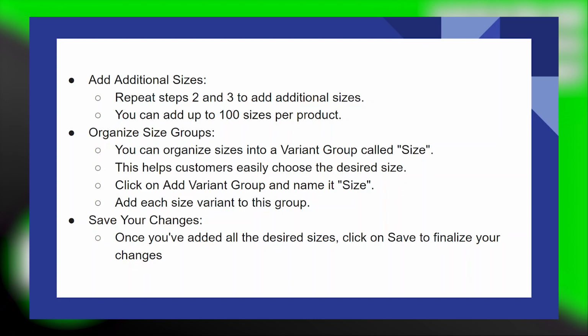You can organize sizes into a variant group called size. This helps customers easily choose the desired size. Then, click on Add Variant Group and name it Size. Add each size variant to this group.